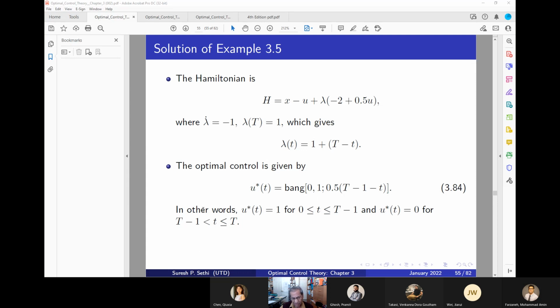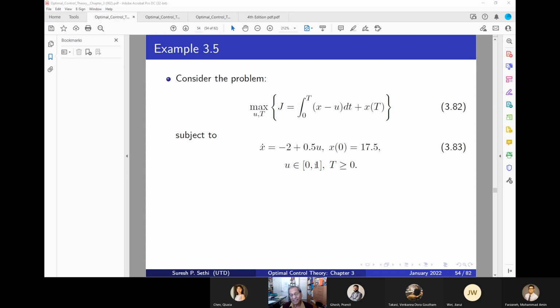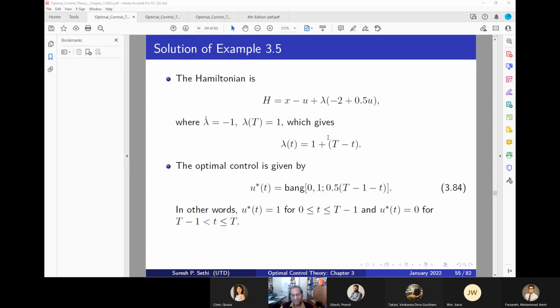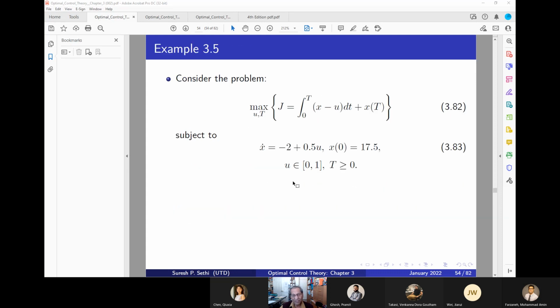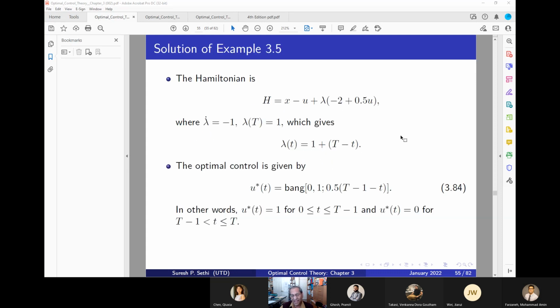And u star is 1 up to t minus 1 and is 0 after that. Solution is still very simple. 1 up to t minus 1 and 0 after that. It's a very simple solution. So that would be the solution of this problem. It basically says go 1 and then go to 0 just one time before the final time.